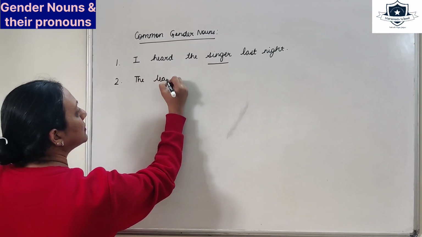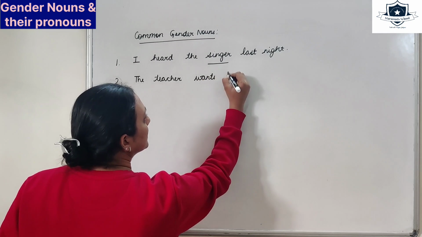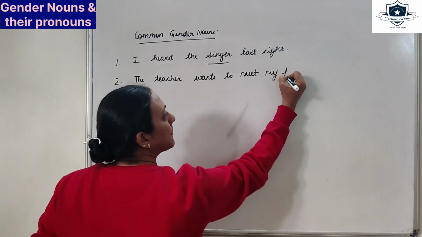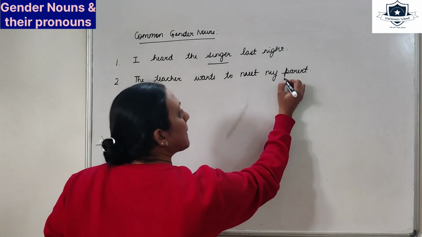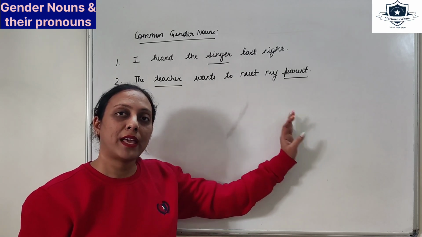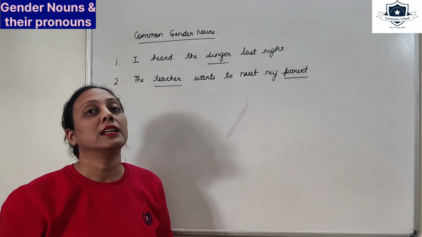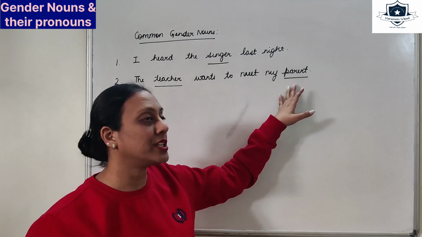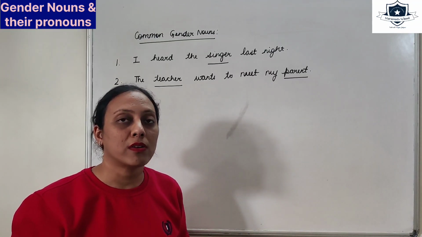The teacher wants to meet my parent. So there are two nouns in this, parent and teacher. Teacher is a common noun, parent is also a common noun. But with this word teacher, we cannot judge that it is a male teacher or it is a female teacher. Same goes with the parent. We are not able to judge here which parent the teacher wants to meet. It is a female parent or it's a male parent.